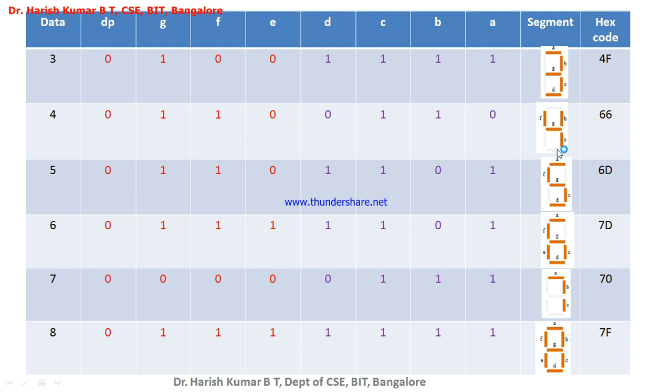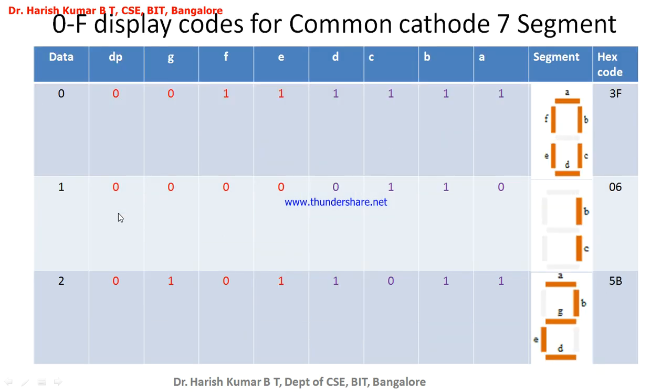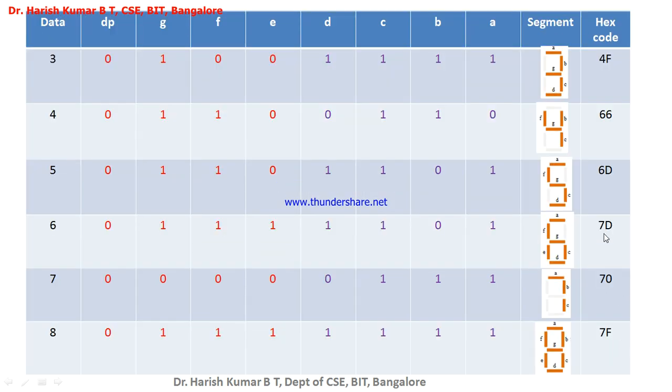So like this, I'm computing the hex code similarly for all the bits, because I want to display from 0 to F. 66 is the hex code for displaying the digit 4 on the common cathode 7 segment display, and 6D is the hex code for displaying 5. Similarly, for displaying 8, it is 7F.